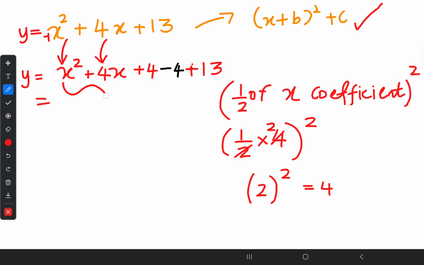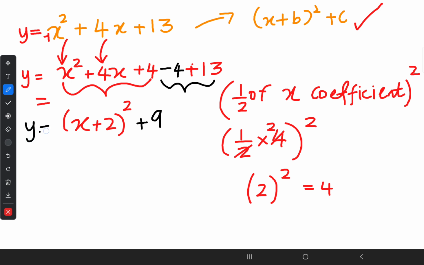Then think about these three values. We can write these three values as x plus 2 whole square. This is the quadratic function, so we can express x square plus 4x plus 4 as x plus 2 whole square, where 4 is 2 square. Then the negative 4 and positive 13 will become positive 9. This is the way a normal given quadratic function can be expressed in square manner.